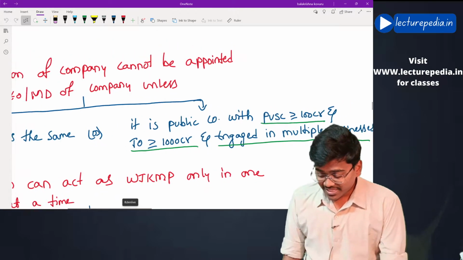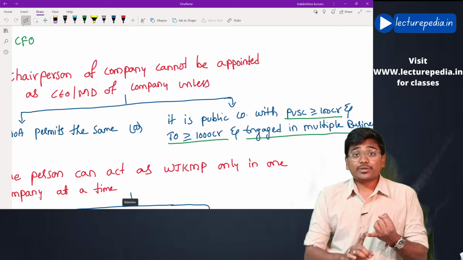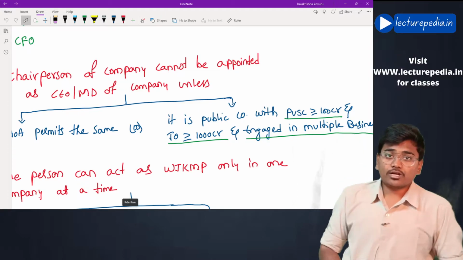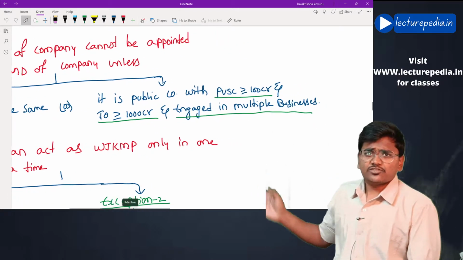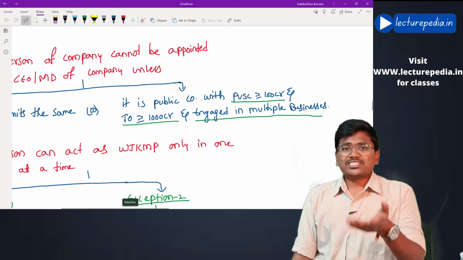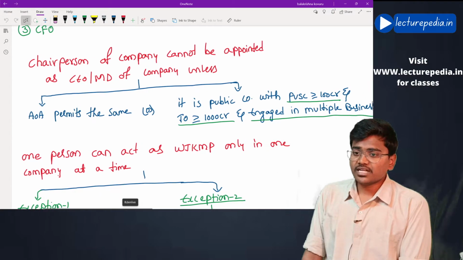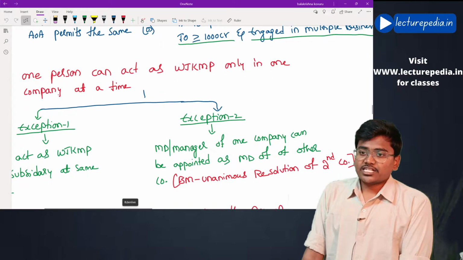If you see the Reliance company, Mukesh Ambani is both chairperson as well as managing director of the company. Why has it appointed so? Because it is falling under this second criteria, therefore it is free to appoint the chairperson of the company as managing director or CEO. Next, another additional point.